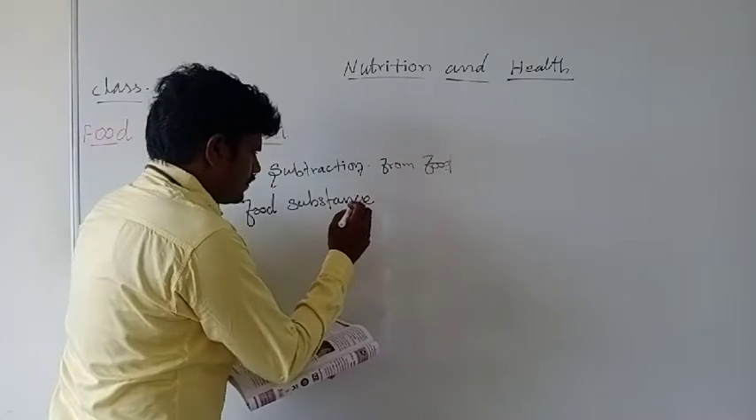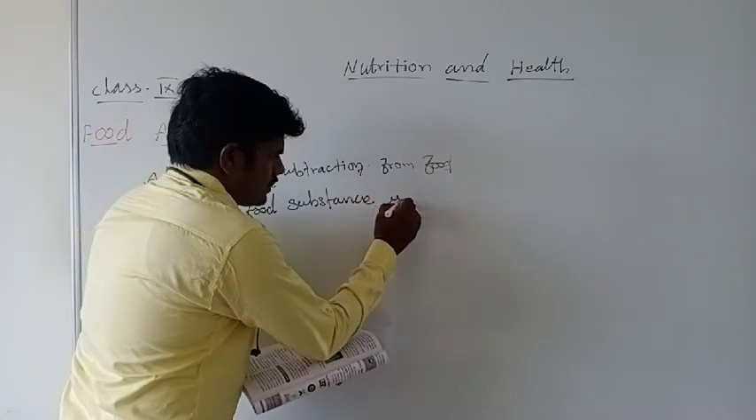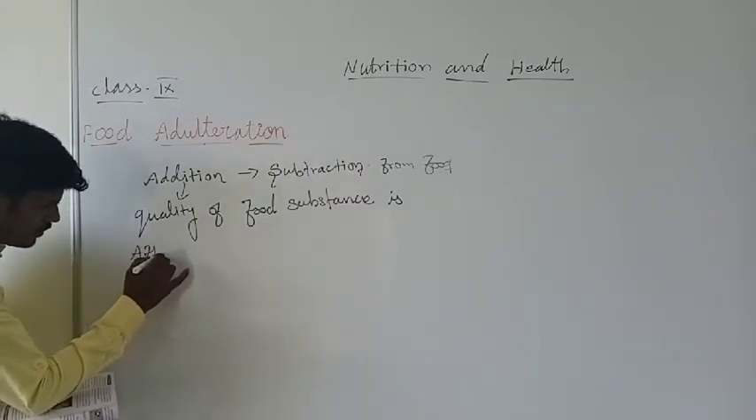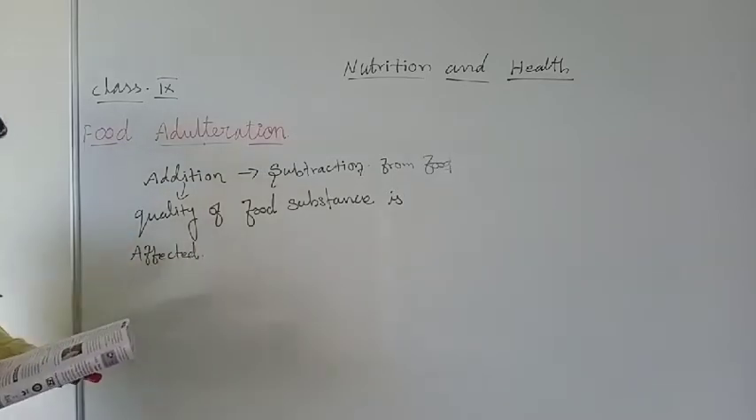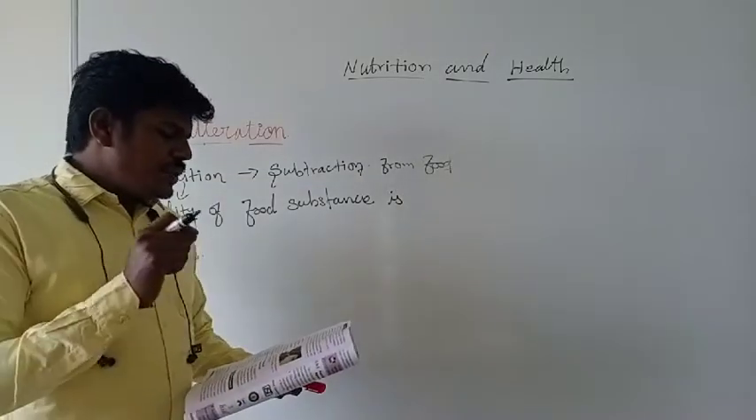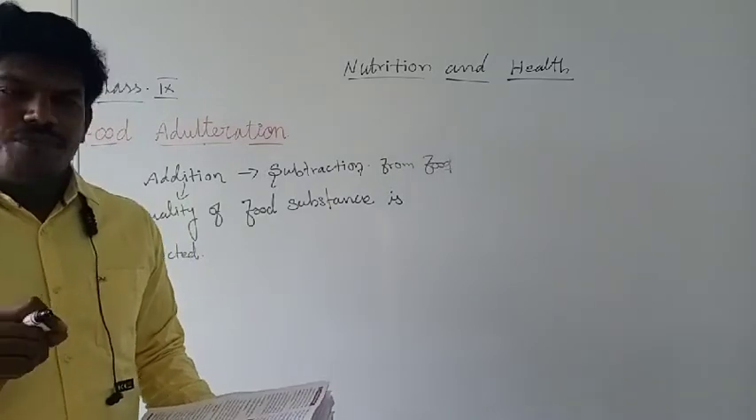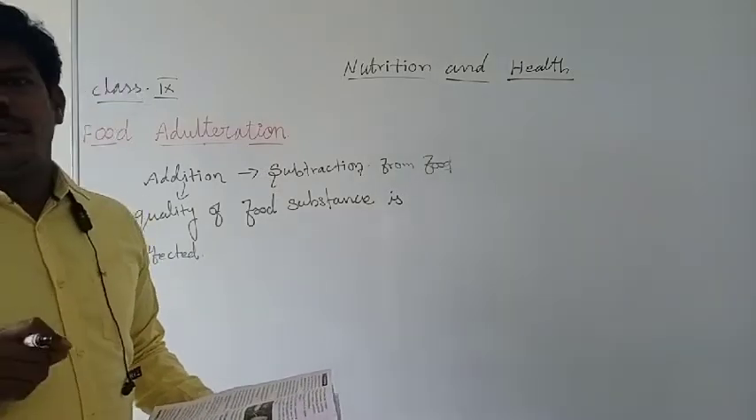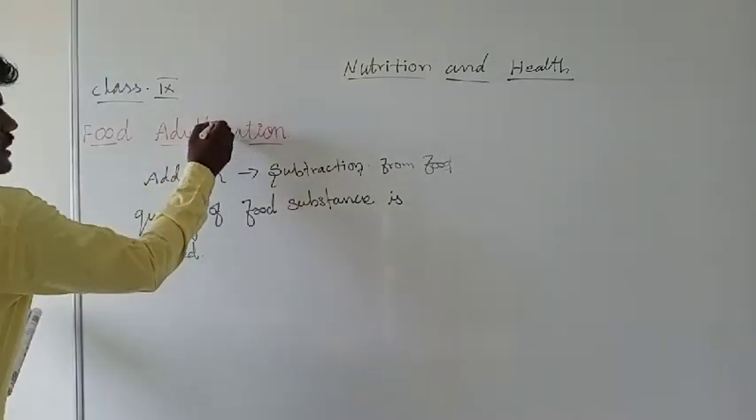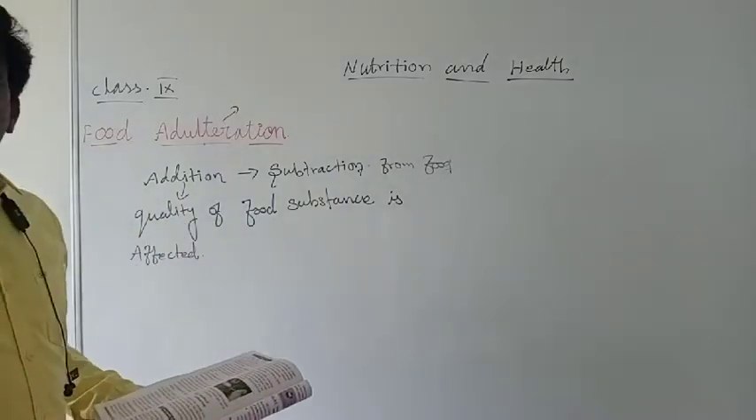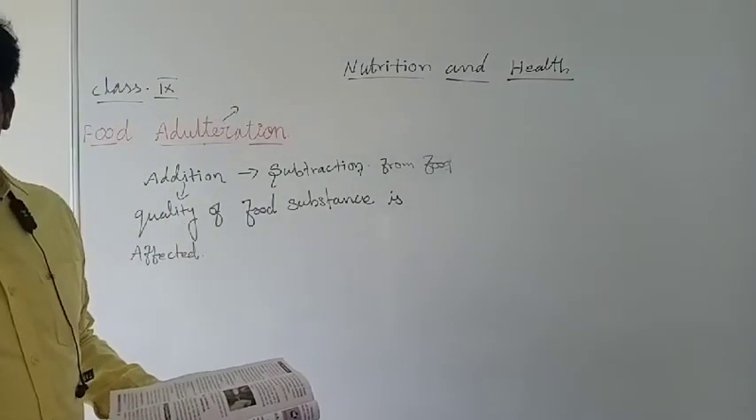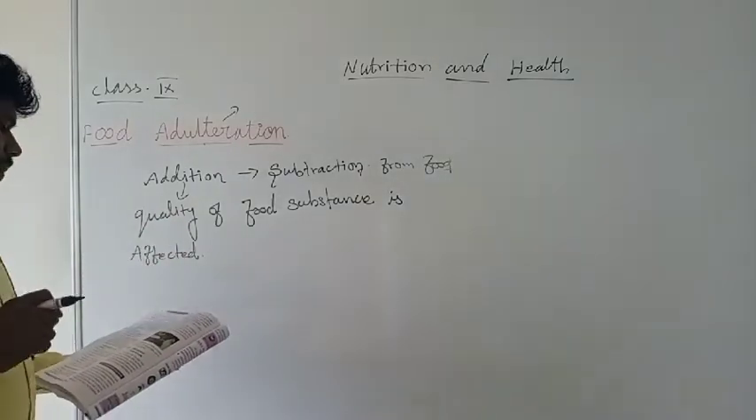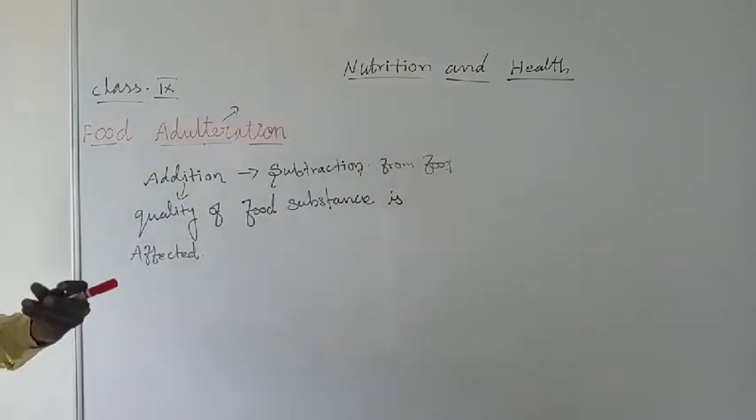The adulterant is any material which is used for the purpose of adulteration. Adulterant means the mixed particles which are used. When they are used, only then do we call it adulteration. Now, some of the common adulterated foods.